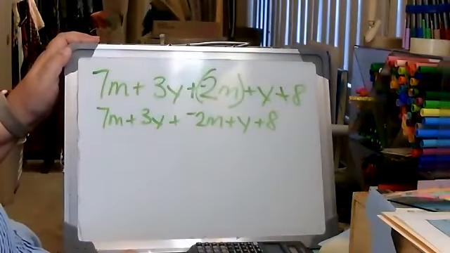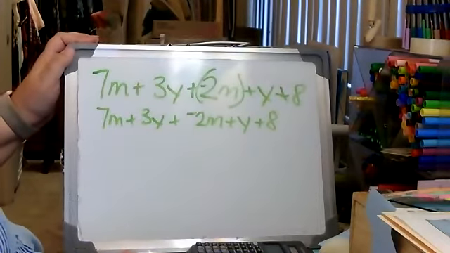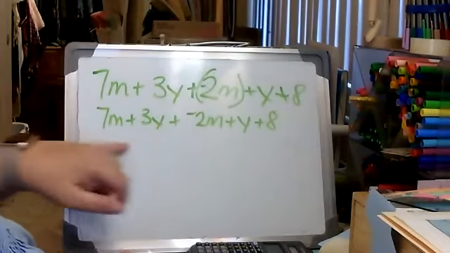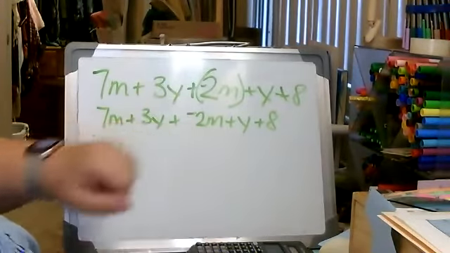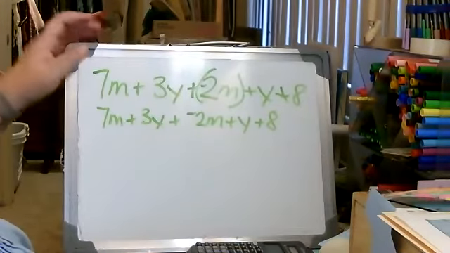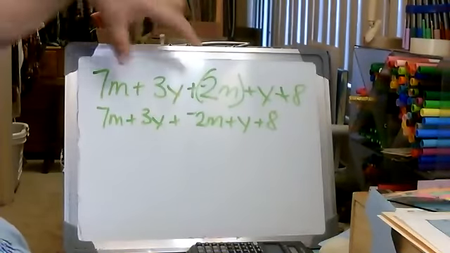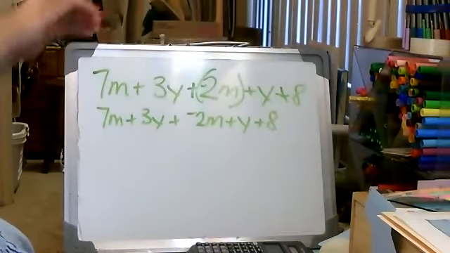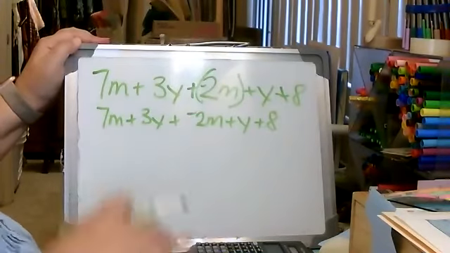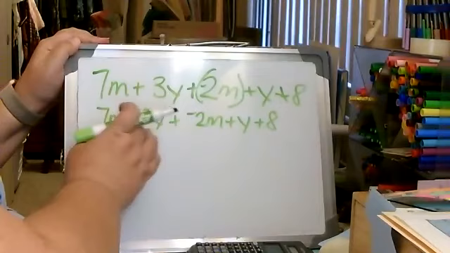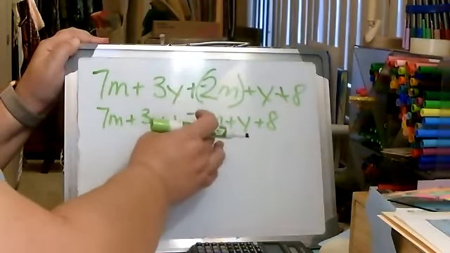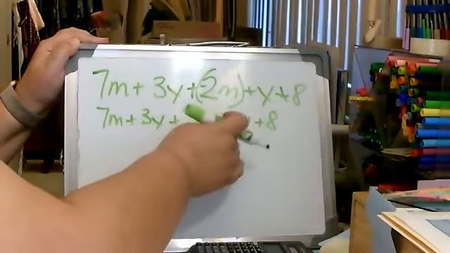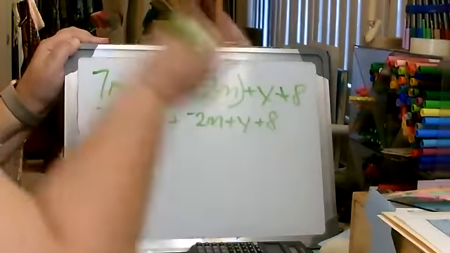Remember we talked about that, I think, in the beginning of the year. When you're doing algebra, we don't really talk about subtracting. We talk about adding negative numbers. It just makes it less confusing when we're trying to do what we're doing here, which is combining like terms. So everything is addition: 7m plus 3y plus negative 2m plus y plus 8.